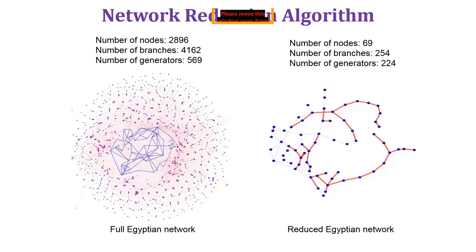On the left side, we can see the full Egyptian network. The full Egyptian network has 2,896 nodes, 4,162 branches, and 569 generators. After the reduction, we ended with a network that is composed of 69 buses, 254 branches, and 224 generators.